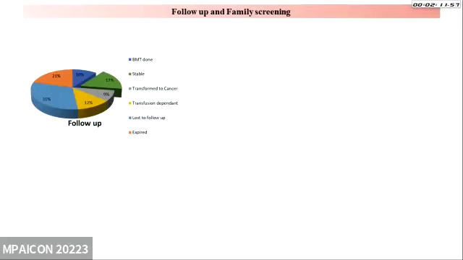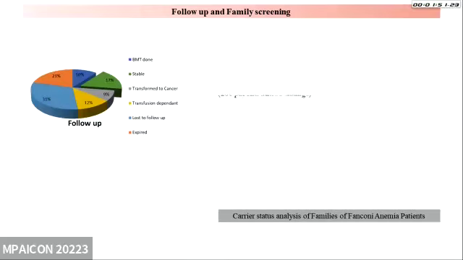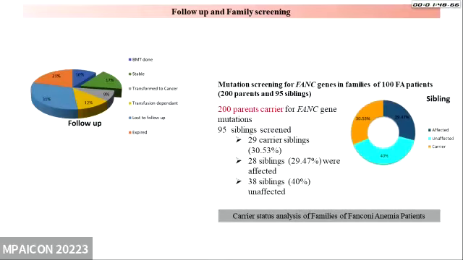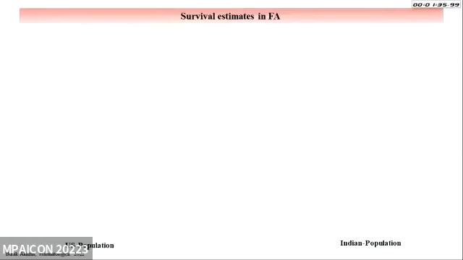Follow-up and family screening was done. In follow-up, we could see that 21% of patients expired, 17% were stable, 10% had done their BMT and were stable, 12% were transfusion dependent, and 9% had transformed to cancer. But sadly, 31% were lost to follow-up. In carrier status analysis, for all the families, all the parents were carriers for the mutation. And in siblings, we had 30% carrier siblings, 29% affected, and 40% unaffected siblings.